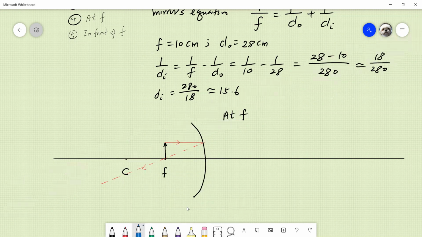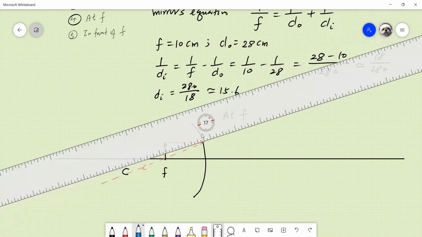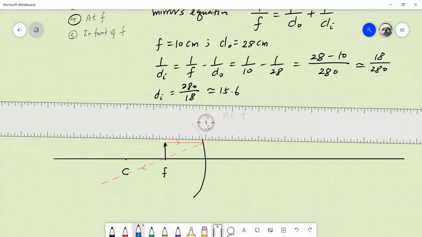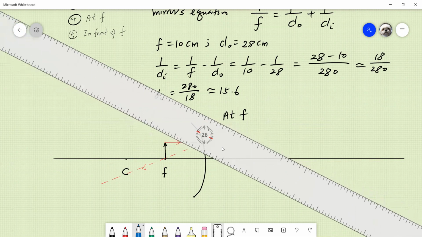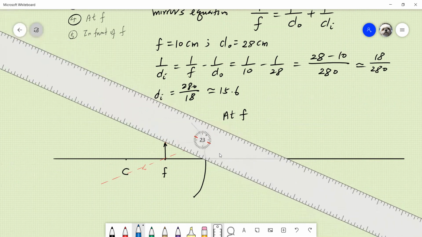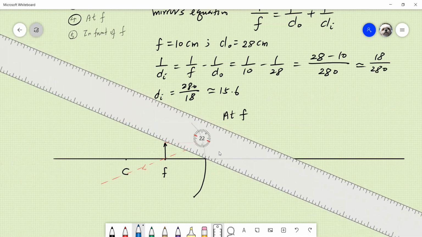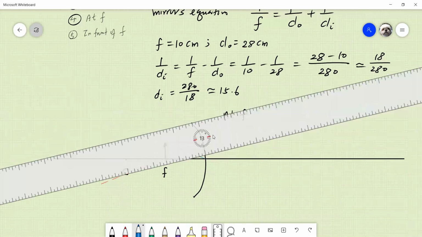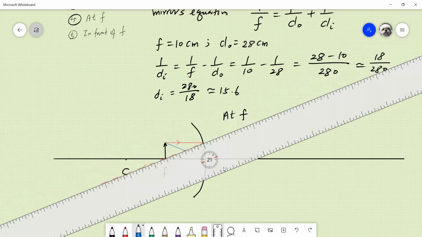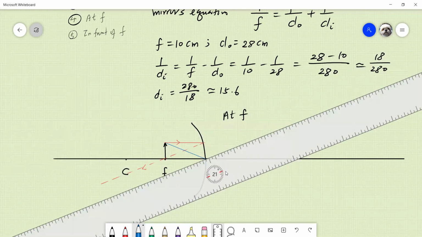Now, I have another light coming in and hitting the vertex. The vertex behaves just like a plane mirror, so the angle of incidence equals the angle of reflection. How many degrees? Looking at this, it looks like 21 degrees. Now the line coming in, and the angle below has to be 21 degrees too. This should be parallel to the other one, so this angle should be equal to this angle.